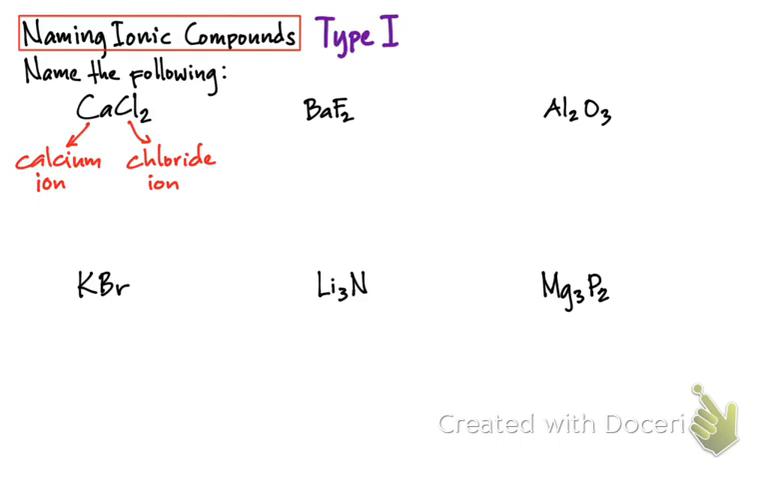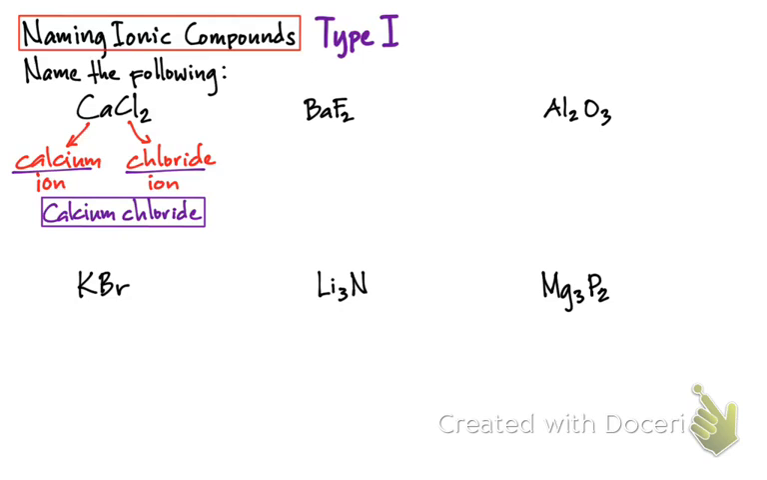And so all you have to do whenever you're naming these type 1 ionic compounds is to drop the word ion and combine the two names, right? So for example, here it would be calcium chloride. Okay, and you can do the same thing for the rest here.